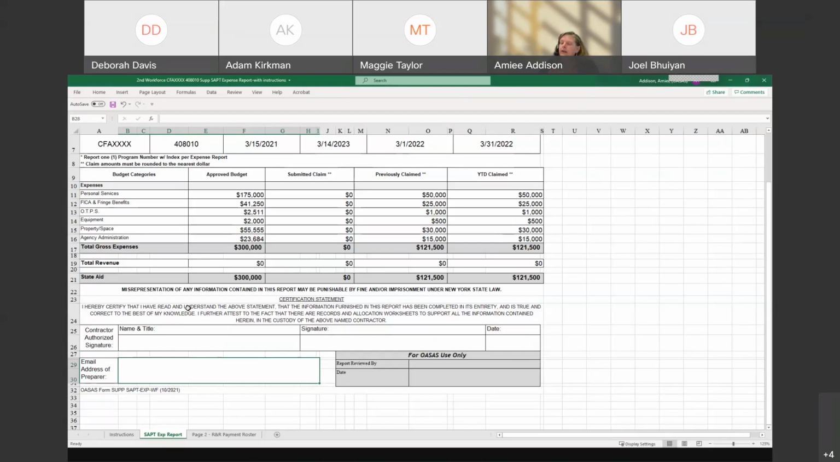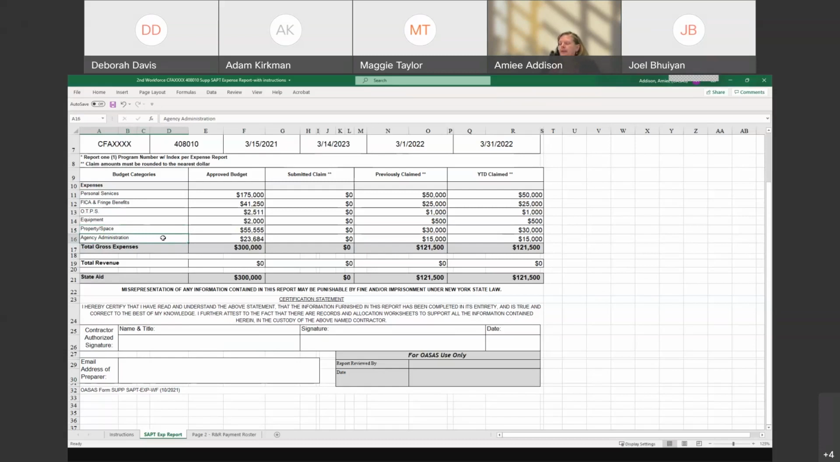Any incorrect or incomplete expense reports or supporting documentation will be returned for correction. Until completed documentation is received, no additional payments will be made. All supporting documentation must be identified by the budget category, which would be either PS, FICA and Fringe, OTPS, equipment, property space, or agency admin.